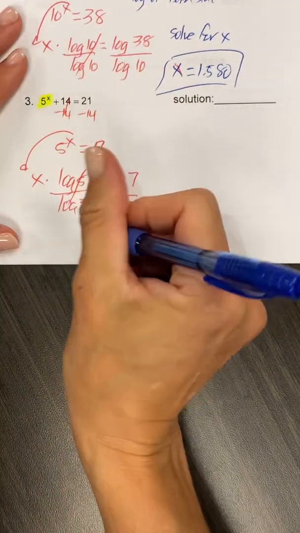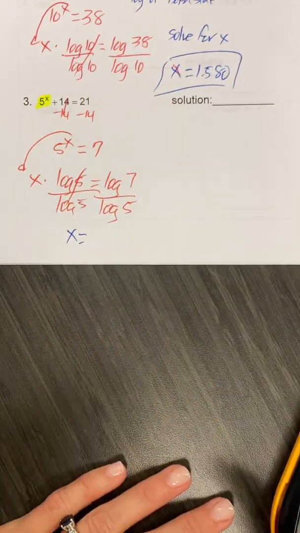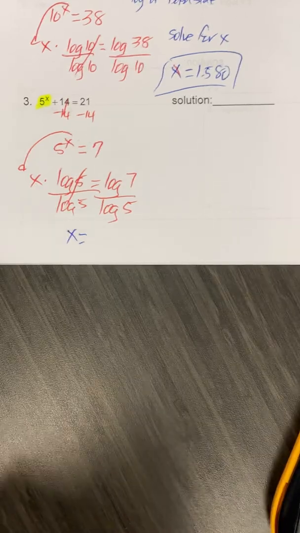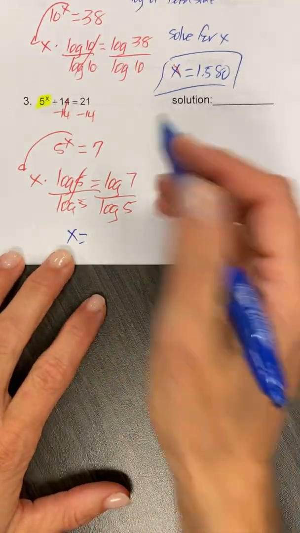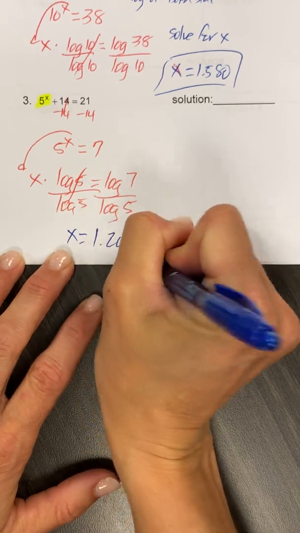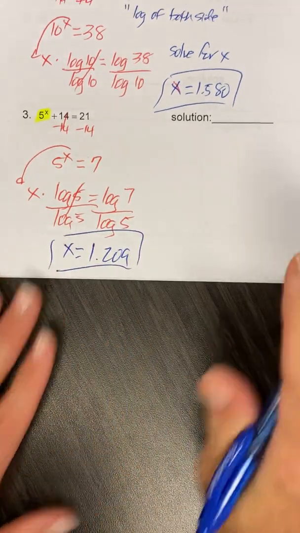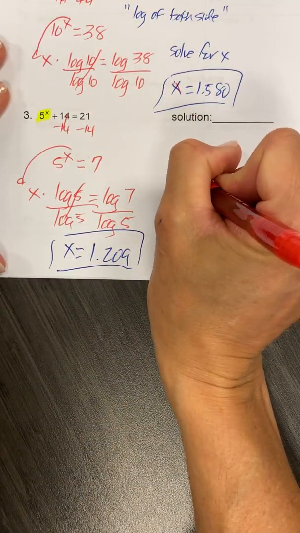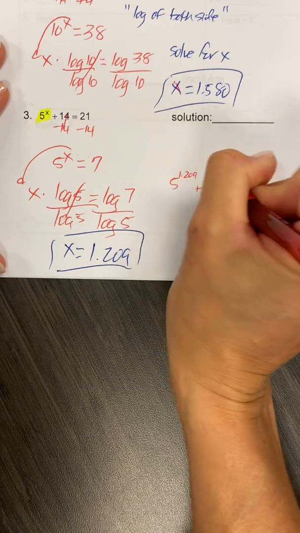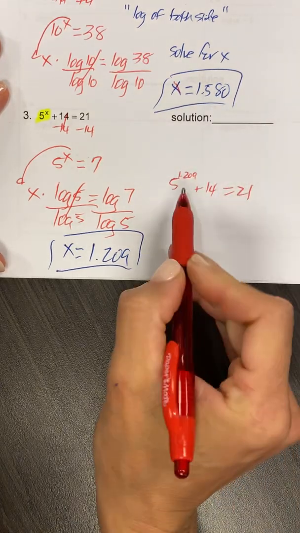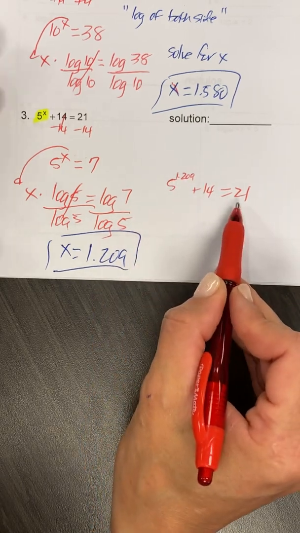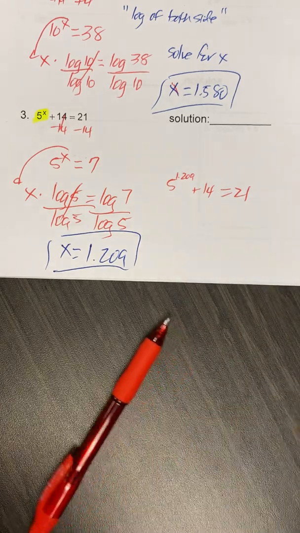What's my x? Just do it in the calculator now. Log of 7 divided by log of 5 is about 1.209. Now I can check my answer, guys. I can put this back in the calculator as 5 raised to the 1.209 plus 14. Now remember, we rounded this off because this is an irrational number. So if I check it back, it might not be exactly 21, but it's going to be as close as we can get it.